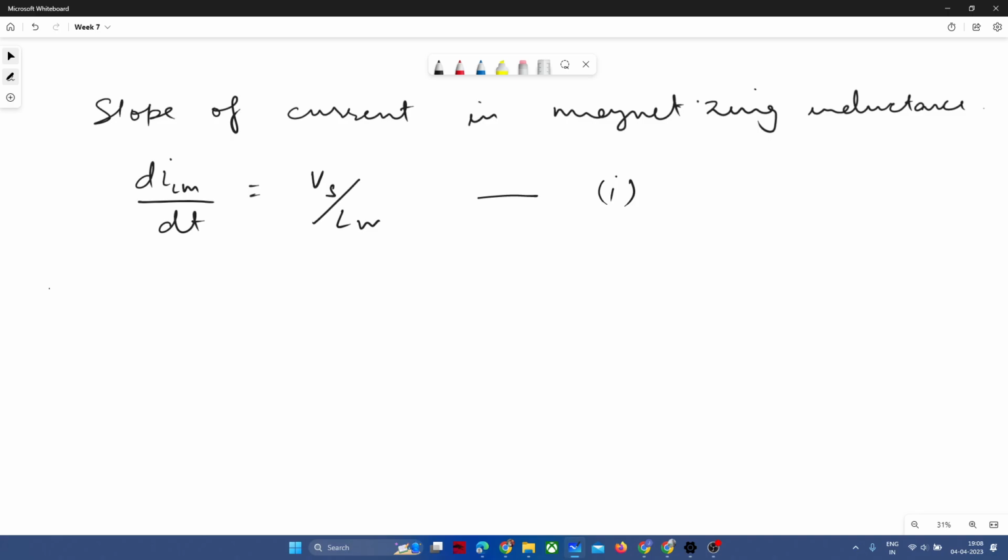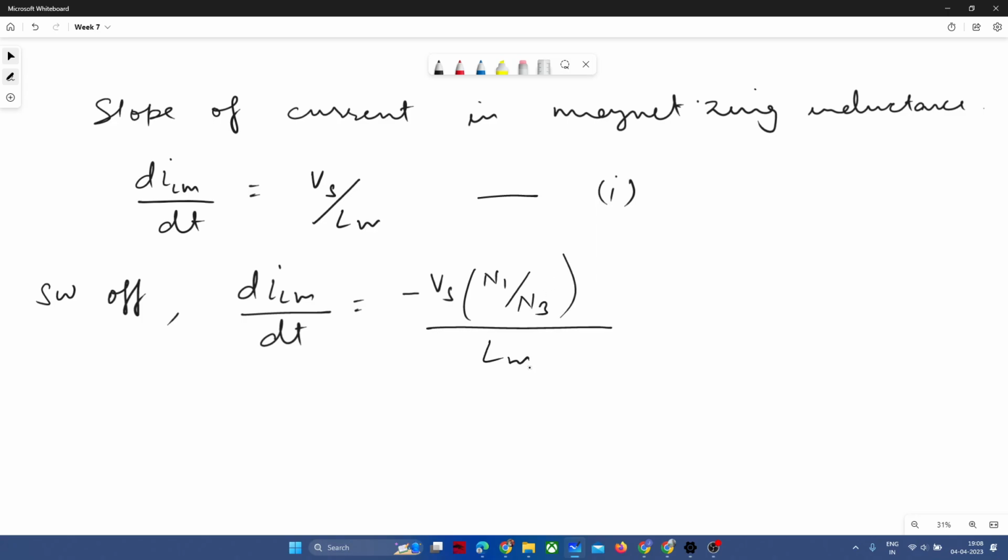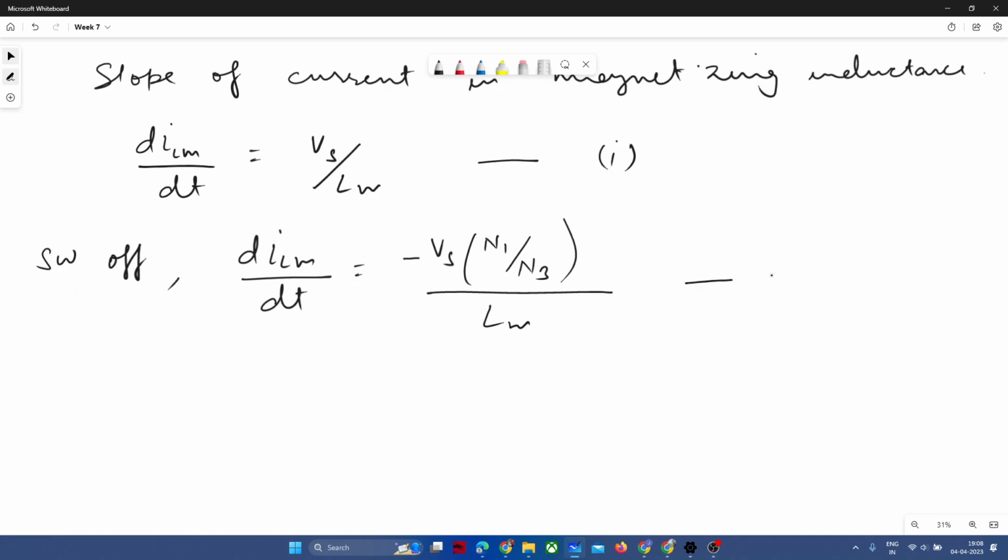When the switch was off, dILm by dt, what will be its value? Minus Vs by Lm. Sorry, minus Vs into N1 by N3, right? It is getting induced from the tertiary side, into N1 by N3. I hope no problem till this point. So this can be considered as the second equation.